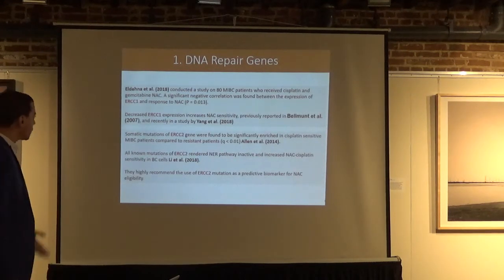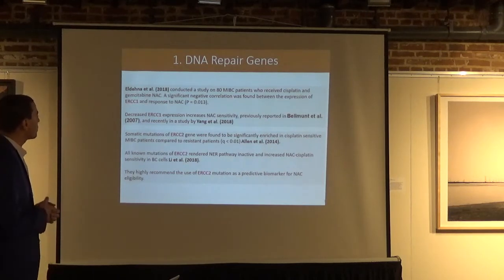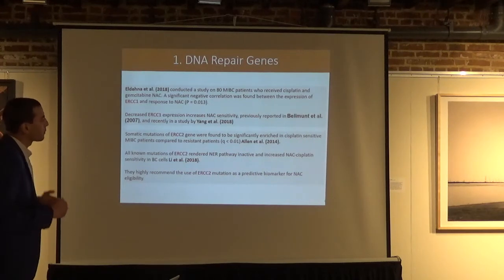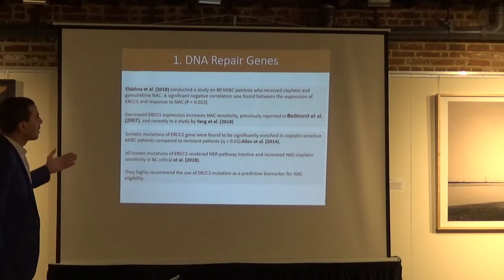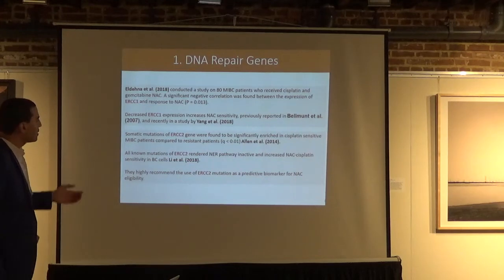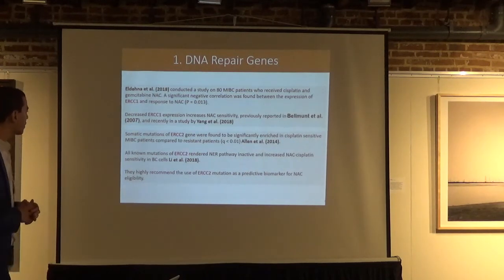The studies investigated this point, and it has been shown that one of the genes, ERCC1, a DNA repair gene, when there is low expression of this gene, this will help the patient to be chemo-sensitive. Another gene is ERCC2. Somatic mutations in these genes were found to be significantly enriched in cisplatin-sensitive muscle-invasive bladder cancer patients.